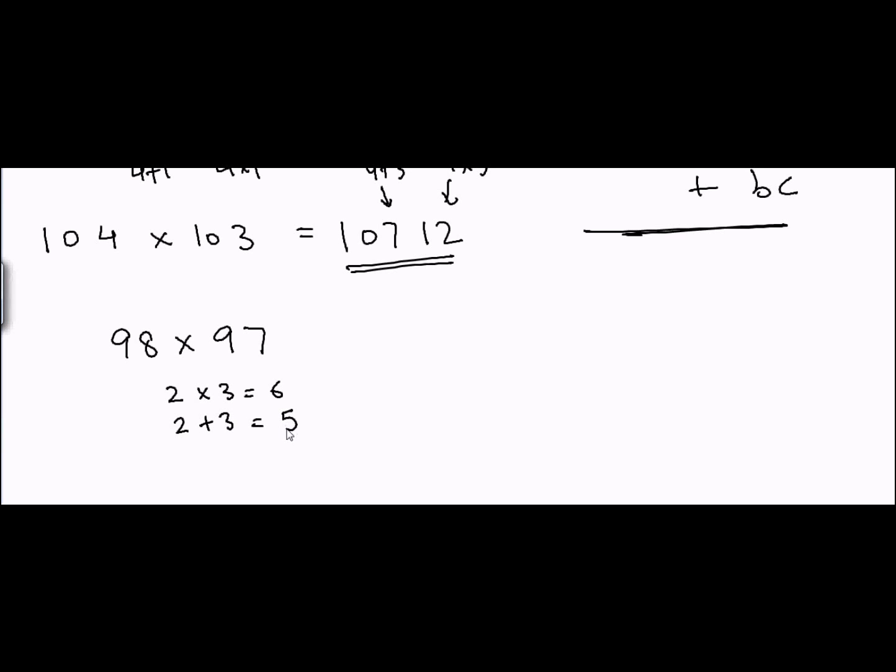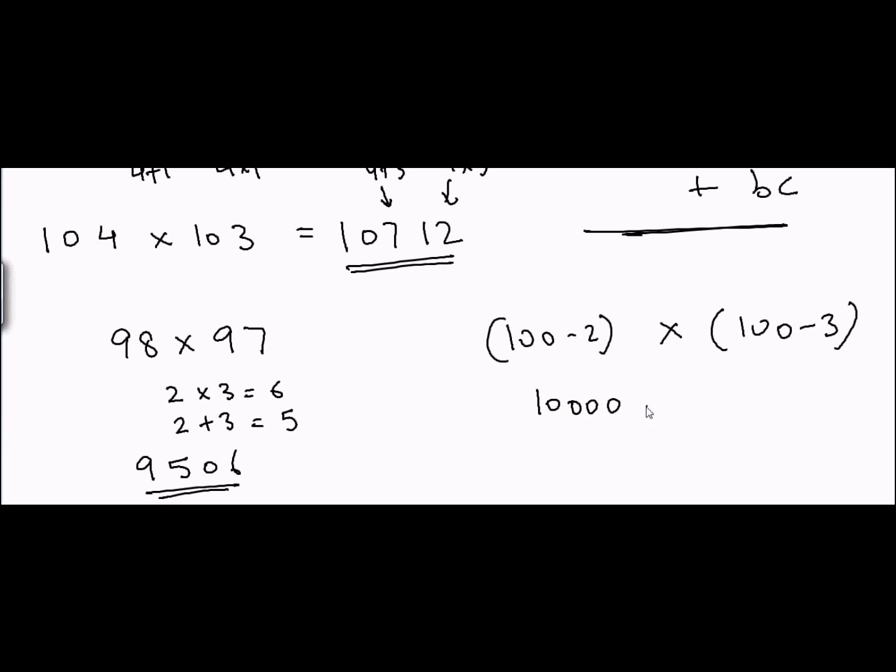Again, you can see that it's 100 minus 2 into 100 minus 3, and here we have 10,000 minus 5 into 100 plus 6, right? So I added the 6 and I subtracted the 5 instead of adding the 5, as I would have if it had been more than 100. So this is how we go about multiplying the numbers.